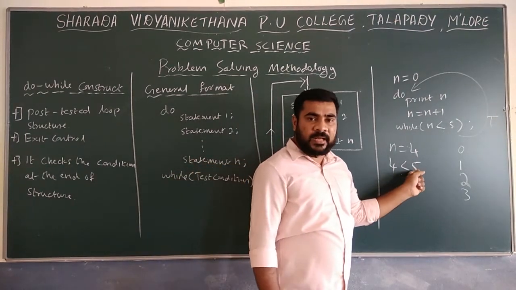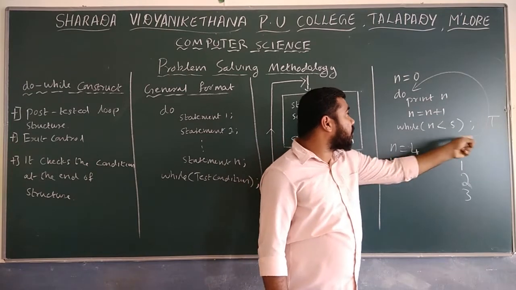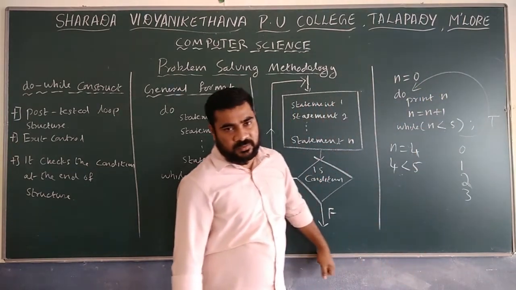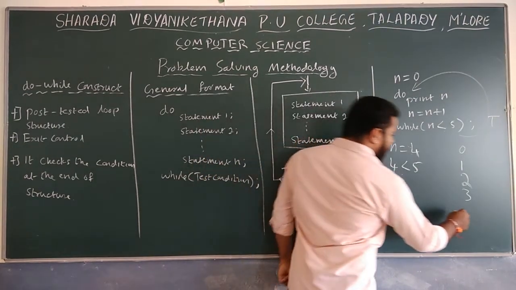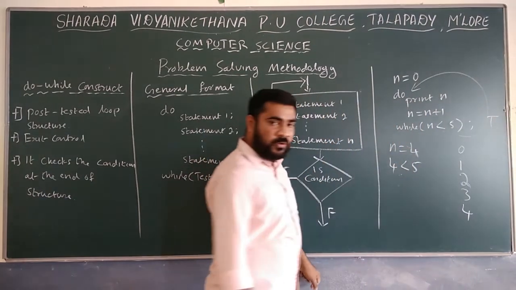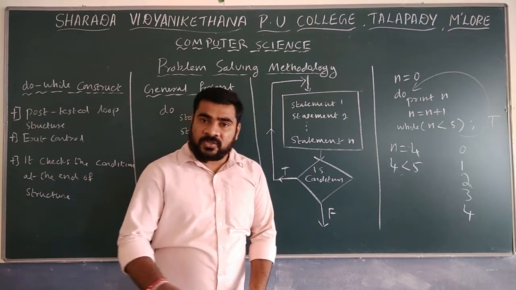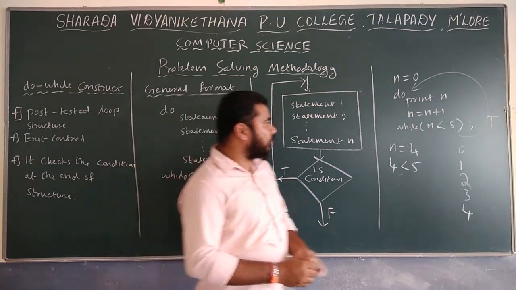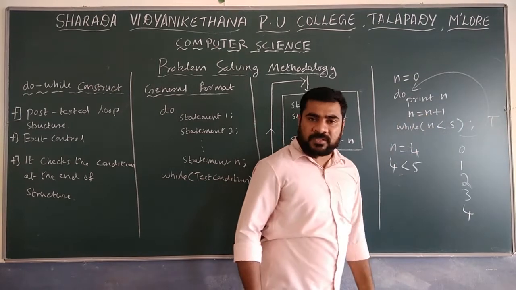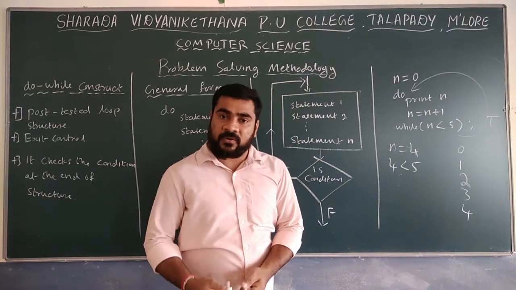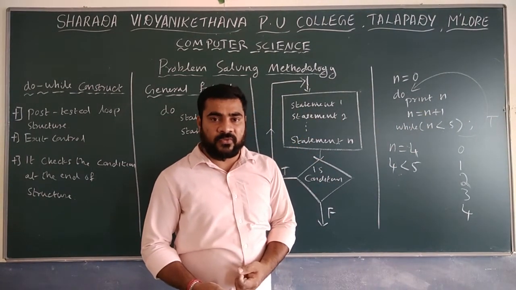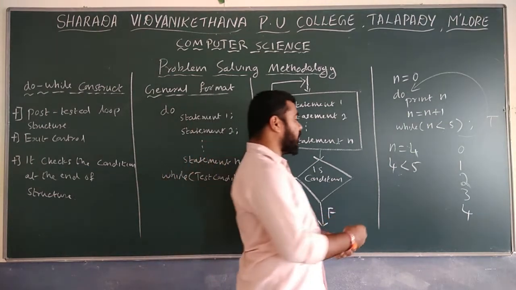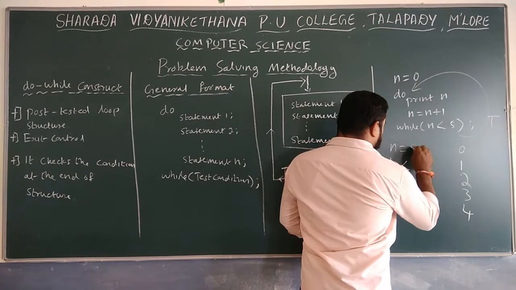Whenever n is less than 5, the condition is true, and control moves back again. Here once again we execute the statements. The statement print n, where the value of n is 4, prints the value of n. After printing, n is equal to n plus 1 as normal. n is 4 now, 4 plus 1 will be 5, so the value of n will be 5.